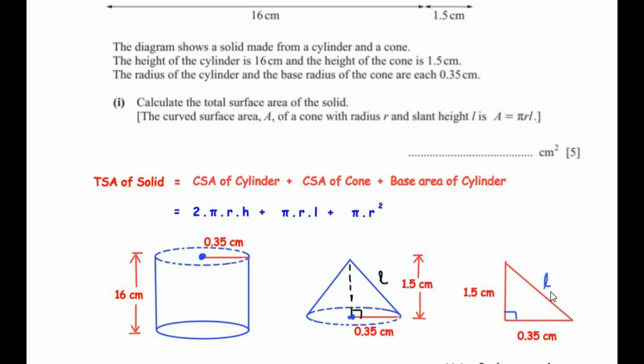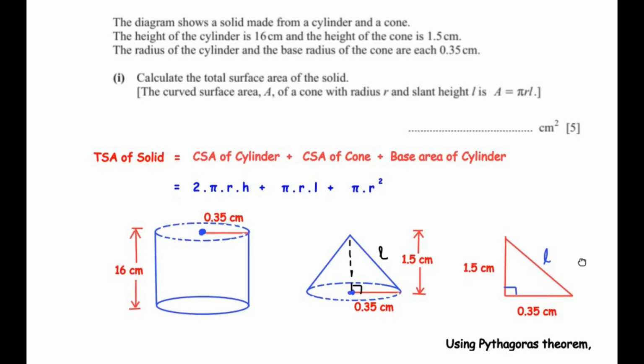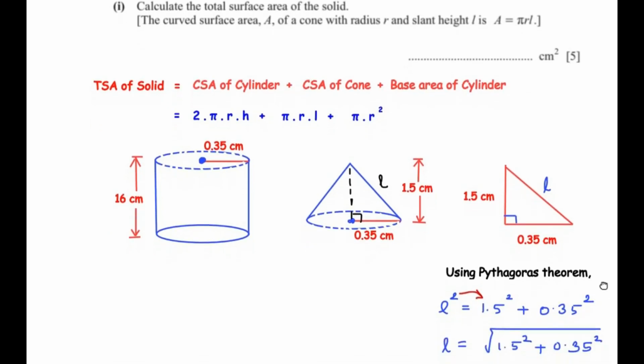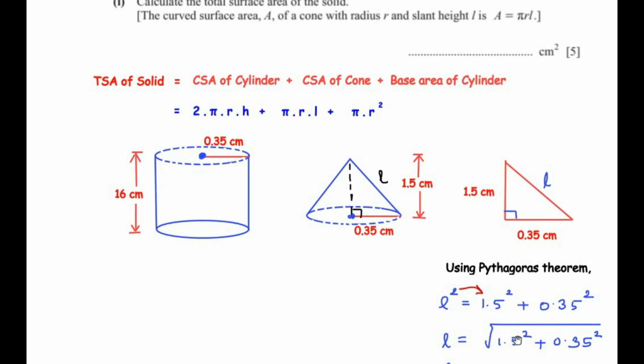Now to find out the slant height, which is the hypotenuse of this right angled triangle, we are going to make use of the Pythagoras theorem. So using Pythagoras theorem, the hypotenuse square will be equal to the sum of the square of rest two sides. So we have written here 1.5 square plus 0.35 square. Now we are going to send the square of L on the other side of equal to sign. So we get L is equal to square root of 1.5 square plus 0.35 square. So let us see what value this gives us.